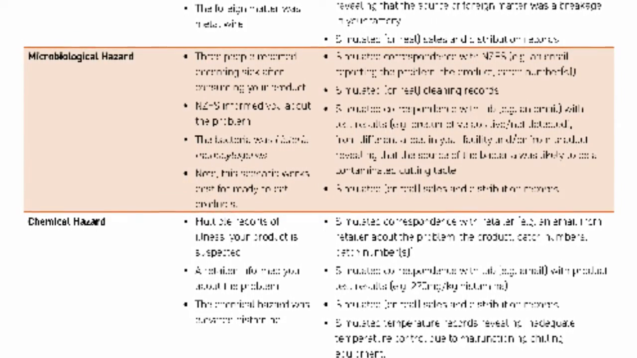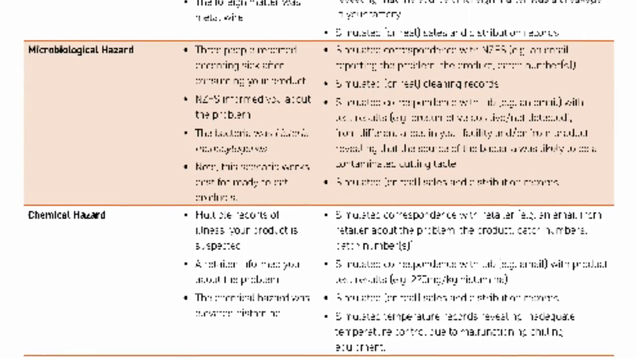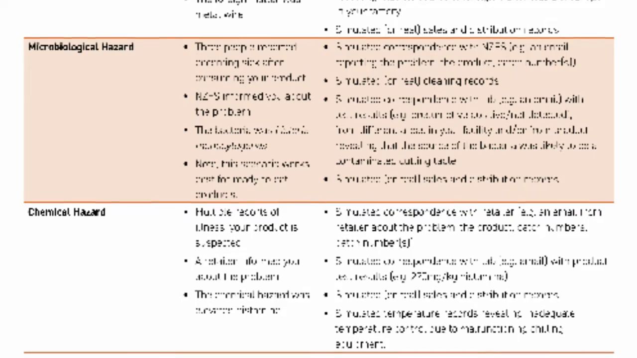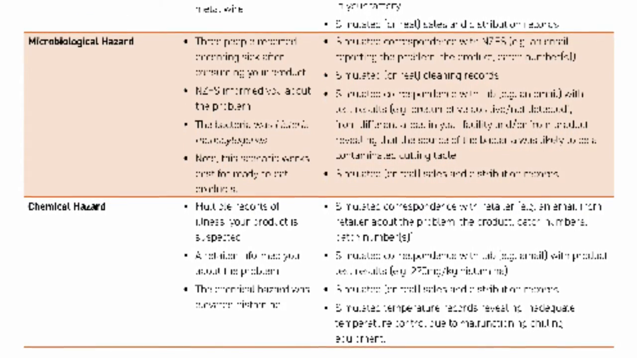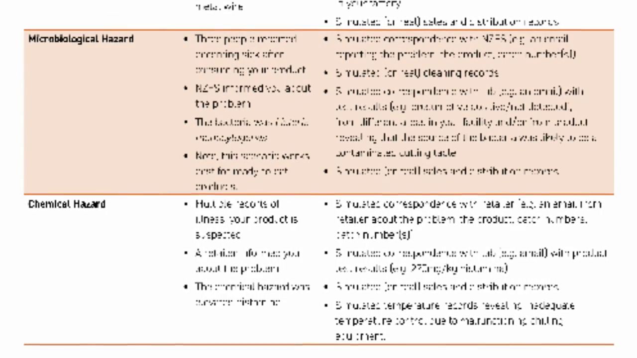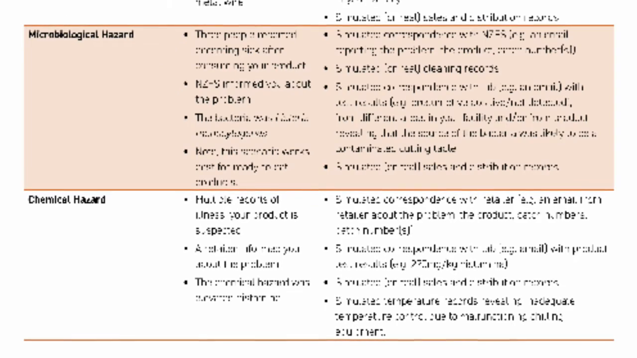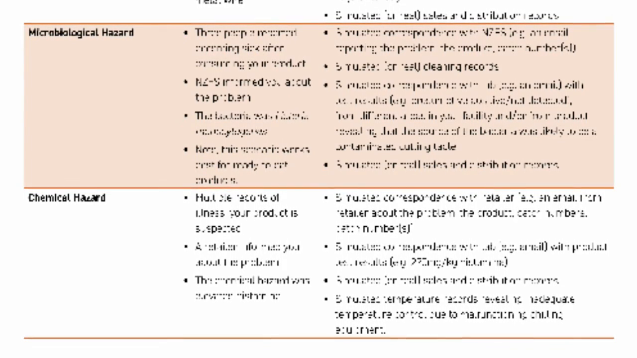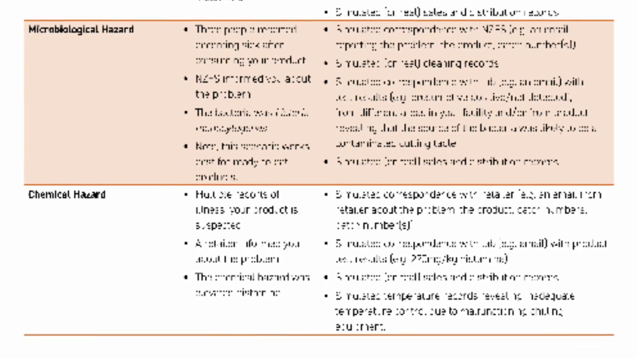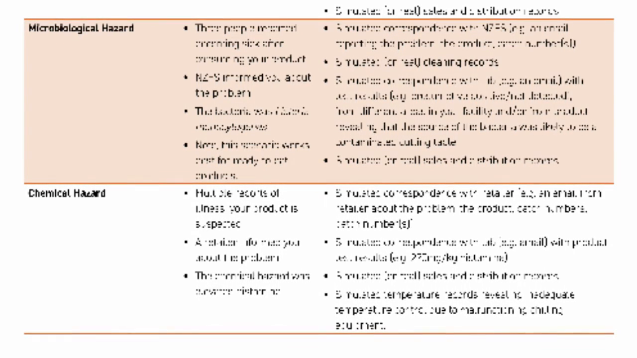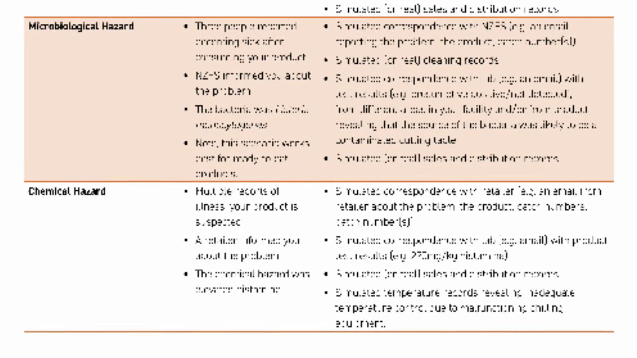Ideas for supporting information: simulated correspondence with retailer, such as an email from the retailer about the problem, the product, batch numbers. Simulated correspondence with lab such as an email with product test results, for example, 220 mg per kilogram histamine. Simulated or real sales and distribution records. Simulated temperature records revealing inadequate temperature control due to malfunctioning chilling equipment.